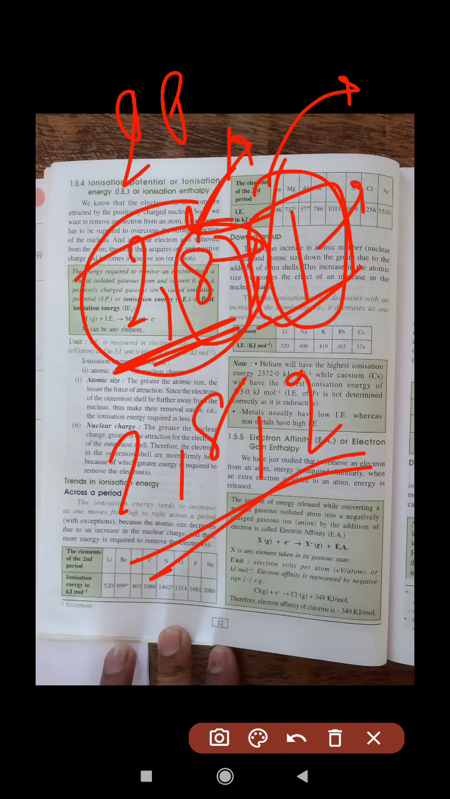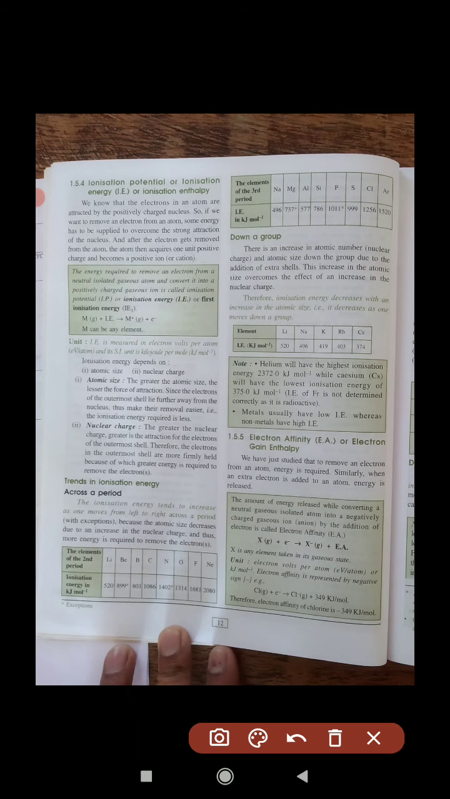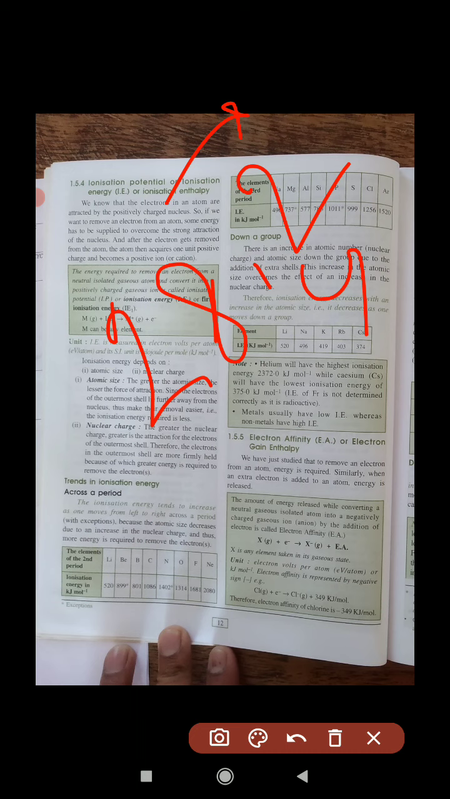Similarly, students, for magnesium, first you give some energy, and its IE2 is not much higher than IE1. Okay, I hope I can make you understand. For 2-8-2, it will release the first electron when you give some heat, but the second electron it will release rapidly, because after releasing the second electron it gains the noble gas configuration.